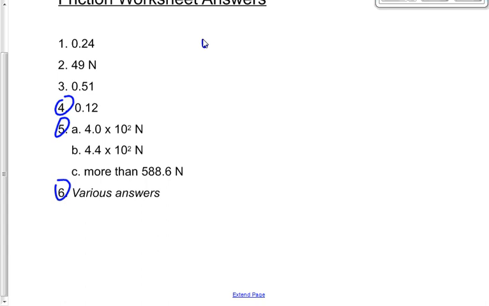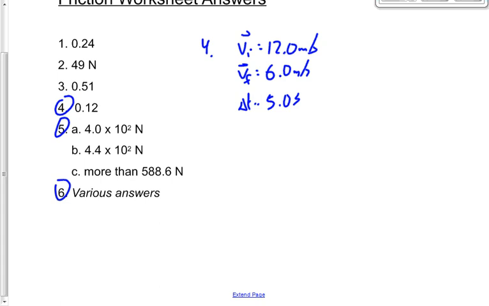So I've done some givens for this one. We know the initial velocity is 12 meters per second. The final velocity is 6 meters per second. We know the time interval here is 5.0 seconds. And we want to find the coefficient of kinetic friction. It's kinetic because it's sliding, right? Sliding friction.